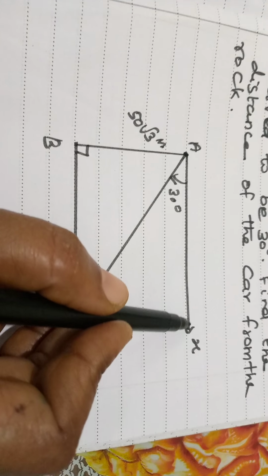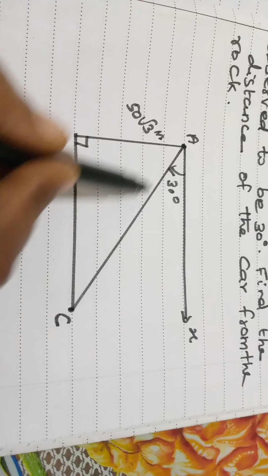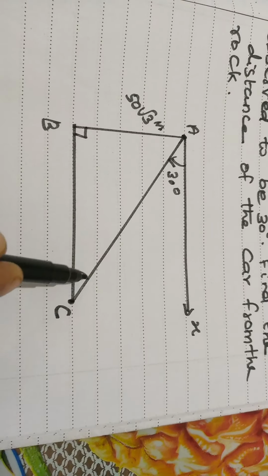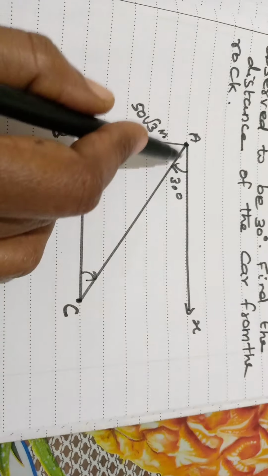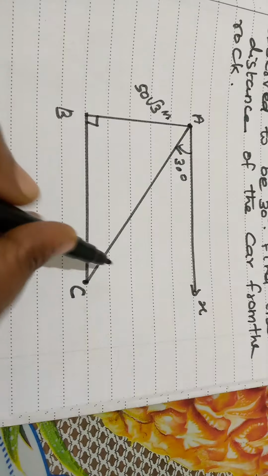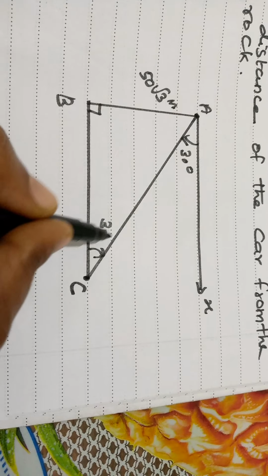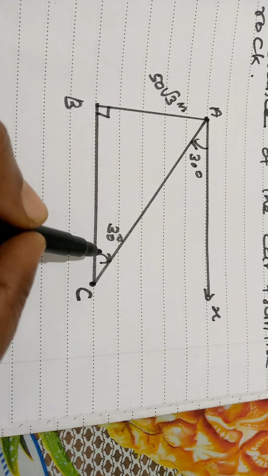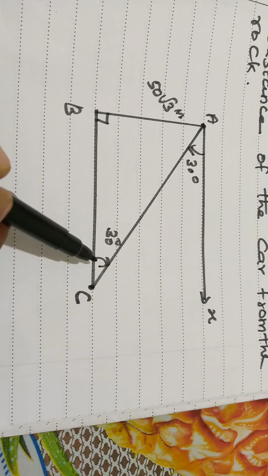So we have to consider the Z shape. This angle XAC is the alternate angle of this angle. So the alternate angle will be equal, so this angle will be 30 degrees. This one we can consider as the angle of elevation. Okay, so did you understand the diagram?